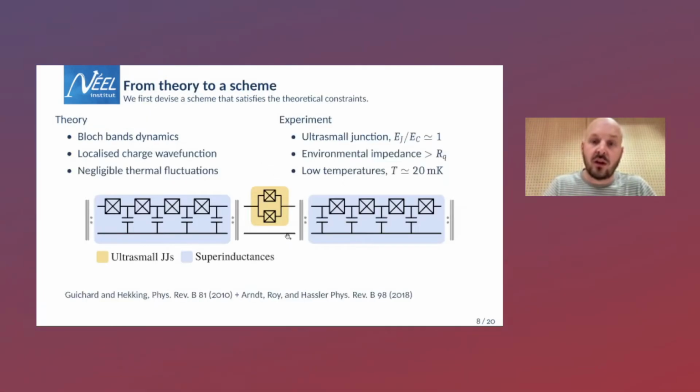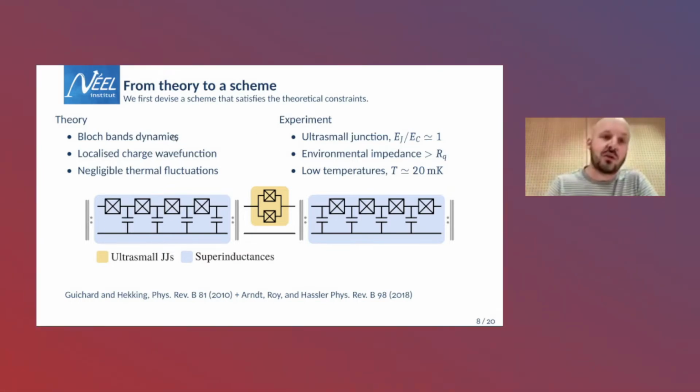All right, so as I said, the devil is in the details, and more specifically, the devil is in the experimental details. Because in theory, as I said, you need Bloch band dynamics, so a small EJ over EC ratio. You need a localized charge wave function, and you want negligible thermal fluctuations, so your charge particle is very much localized. So on paper, it sounds easy. In reality, this is a bit of a challenge.